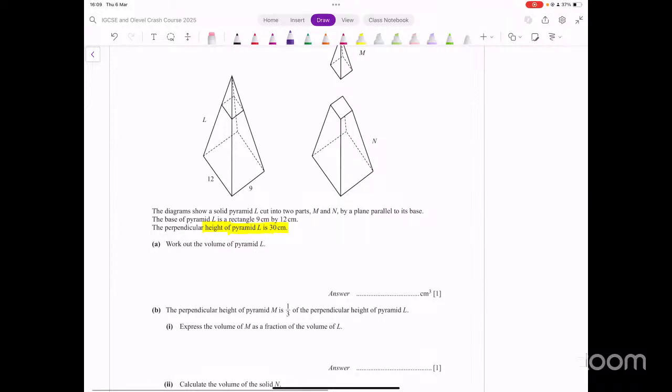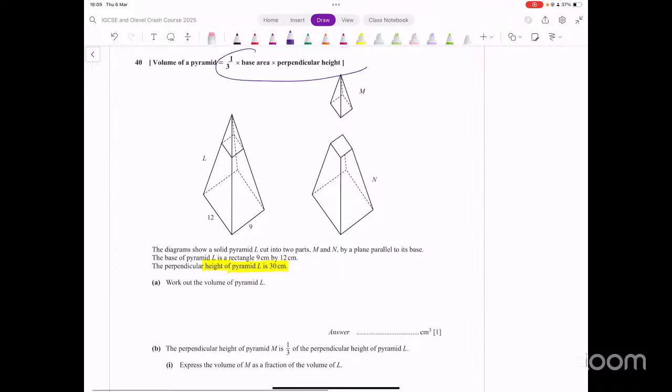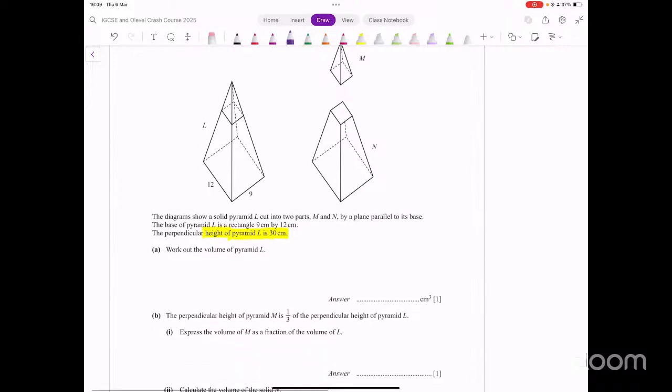What's the volume of a pyramid given by? It's given in the formula sheet that you get in the exam as well. 1 over 3 into base area into height. So 1 over 3 into area of base. What's the base area in this case? It's a rectangle. That will just be 12 into 9. That's the base area. Times the height. What's the height? Height is 30. That gives you the volume.